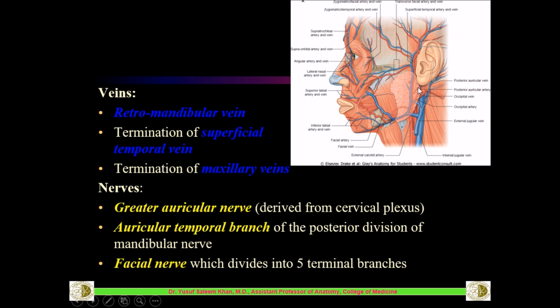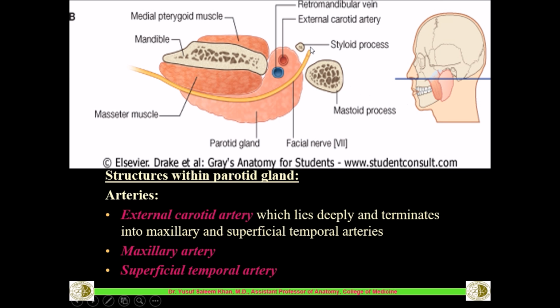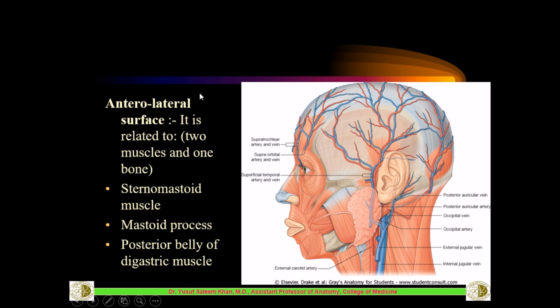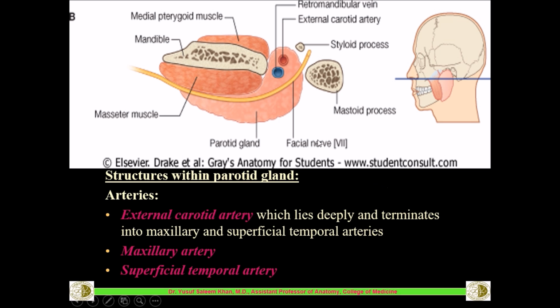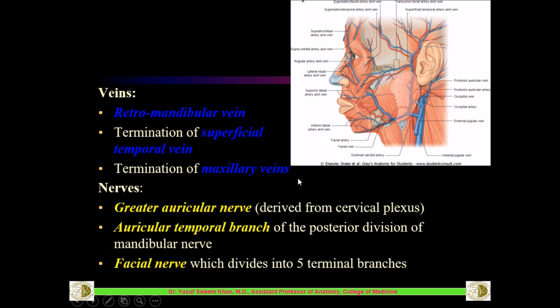Then we have the nerves which pass through this. One is the greater auricular nerve. If you can see here, one of the nerves is the facial nerve, which has been shown here. Other nerves have not been shown. This is the facial nerve which you have seen, which divides into multiple branches. In the previous pictures you have seen the facial nerve dividing into 5 terminal branches: temporal, zygomatic, buccal, marginal as well as cervical. So this is the facial nerve which passes through this gland. Along with that, there are also the greater auricular nerve as well as the auriculotemporal nerve, which also pass along with the facial nerve through this gland.